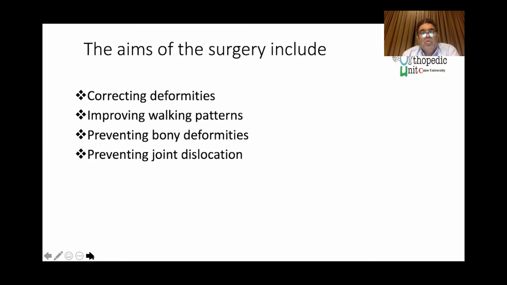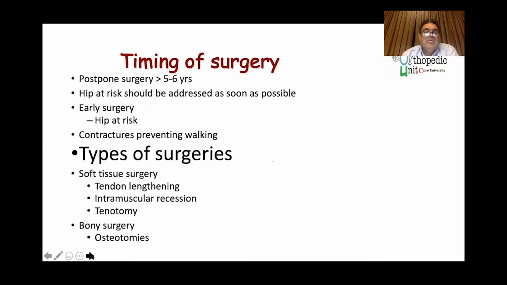We should work on correcting the deformities, improving the walking pattern, preventing bony deformities or joint dislocation, and of course, treating the bony deformity or joint dislocation if it already happens. The timing of surgery: usually we start surgery by the age of 5 or 6. However, if we have a hip at risk, hip subluxation or dislocation, or a severe contracture preventing walking, we can go in very early in age.